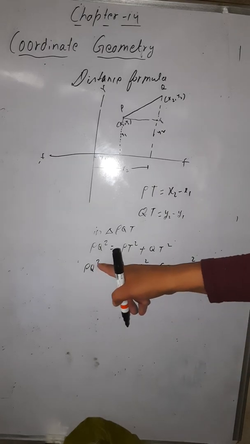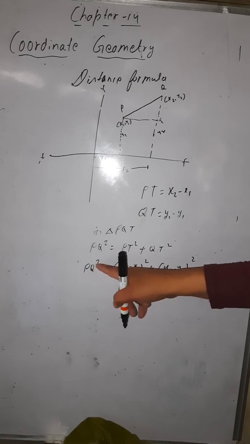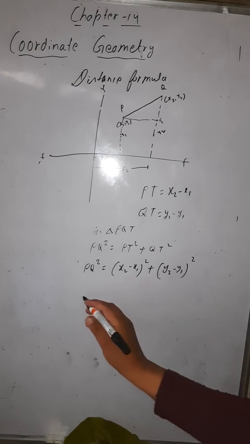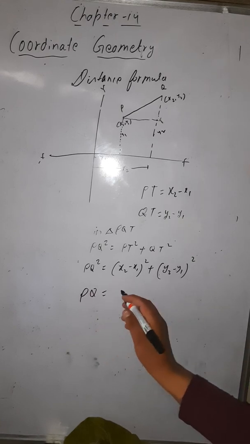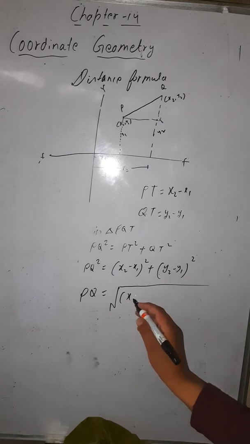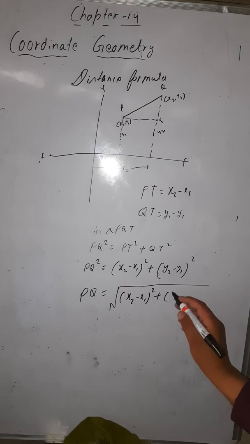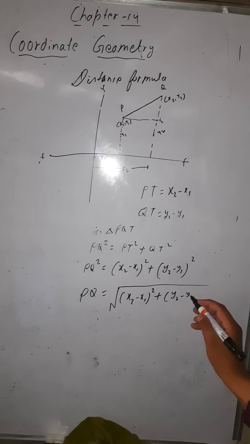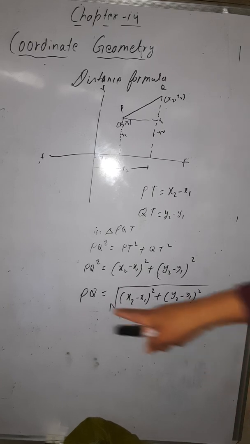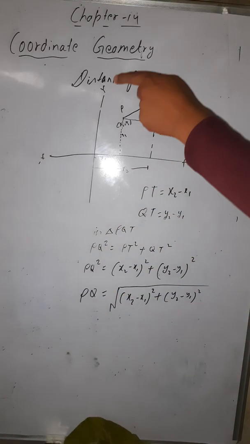So if I remove the square from here, square of PQ is this. So what will be PQ? This square will become their square root. So PQ will be equal to square root of x2 minus x1 whole square plus y2 minus y1 whole square. So this is PQ. I have told you the distance formula.